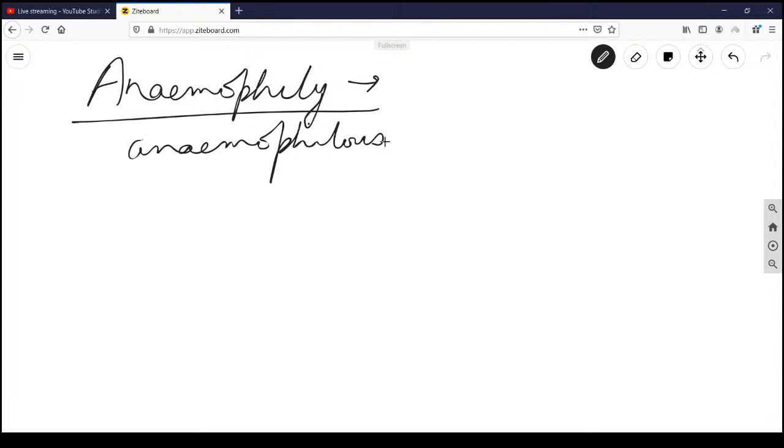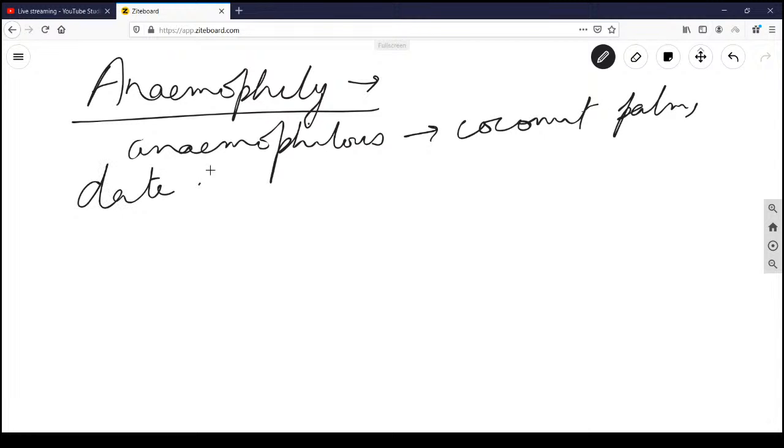Wind pollinated plants are coconut palm, date palm, then you have cannabis, which we talked about in chapter 8. We have endocannabinoid receptors in our central nervous system and our peripheral nervous system. That again is a link between the gut and brain, the gut-brain axis.